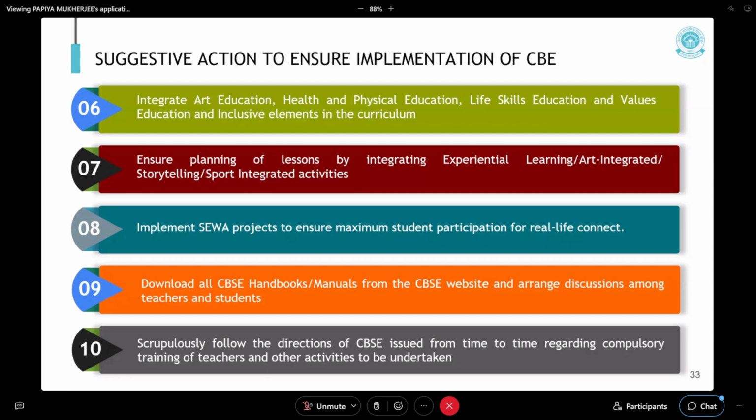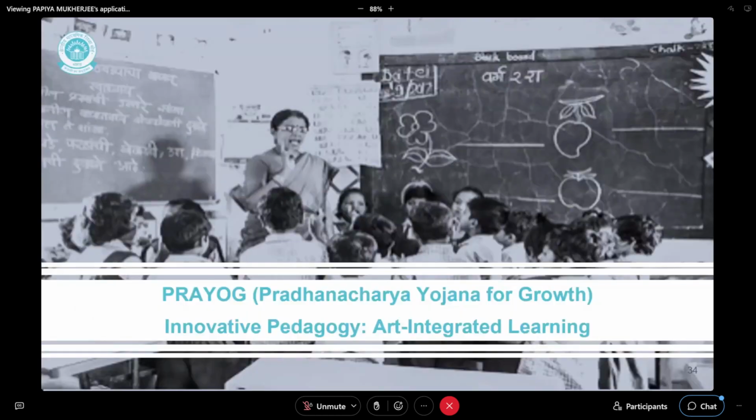We need to download all CBSE manuals from the website and arrange for meetings and discussions at regular intervals. We need to follow directions of CBSE issued from time to time regarding the compulsory training of teachers and other activities that are to be undertaken.